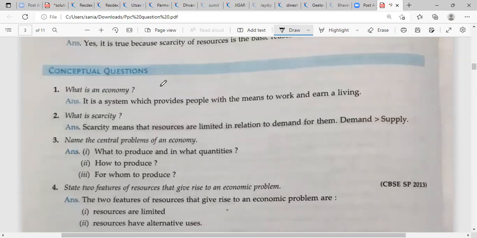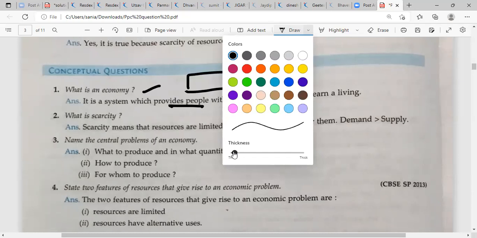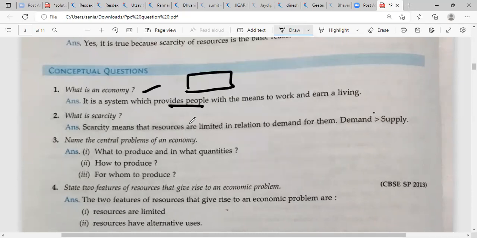Like economy, you already know. If I say you don't have to write this, we did this. Economy is a framework within which economic activities take place, and all that you'll write. Okay, so you are not going to copy paste the answers, because if you have already written any answer for that, then you are not going to follow this. Scarcity, you also already know. Scarcity means that resources are limited in relation to demand, right?